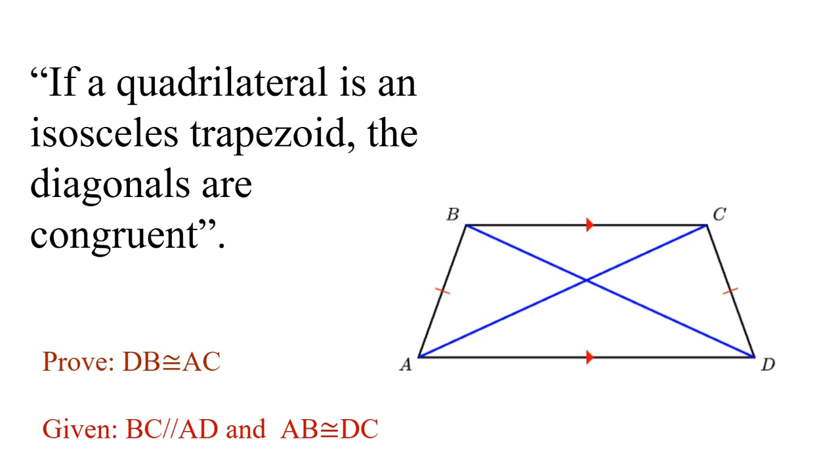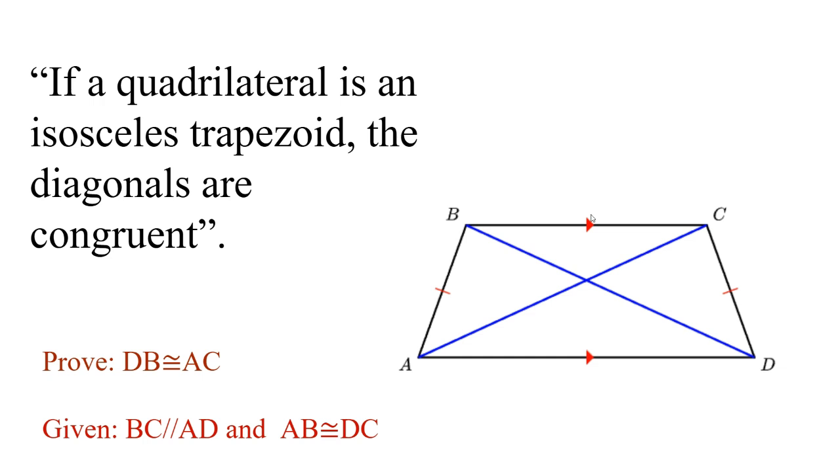Today we're going to be proving that if a quadrilateral is an isosceles trapezoid, the diagonals are also congruent. We are given that line segments BC and AD are parallel to each other, as you see, we have a line indicating that they're parallel. And then line segment AB is congruent to DC.